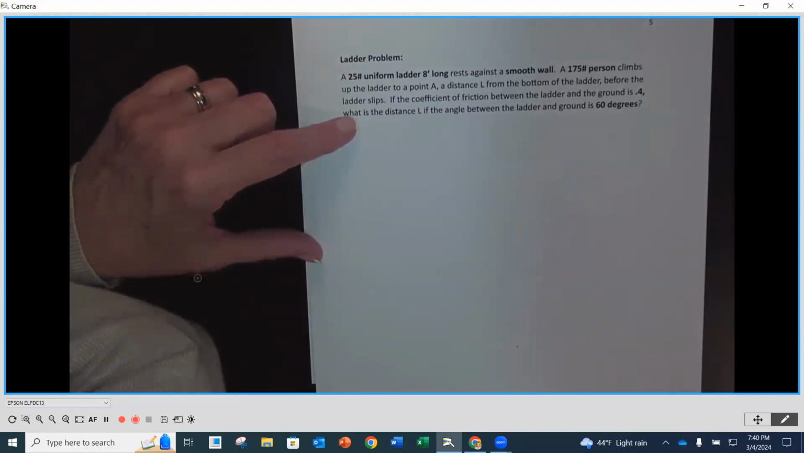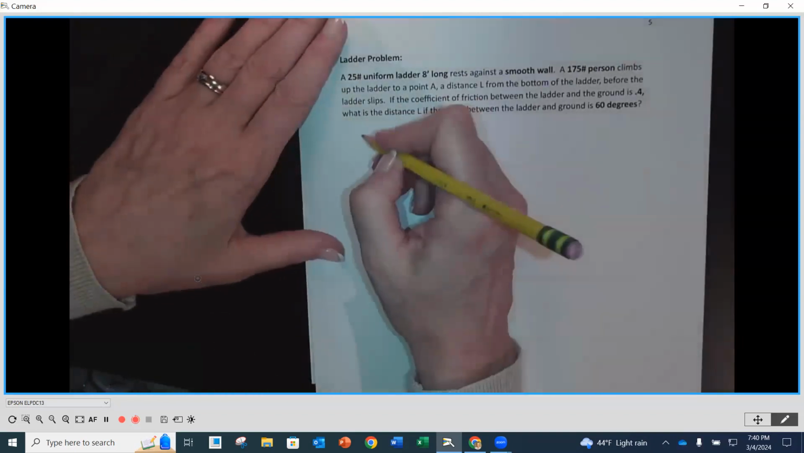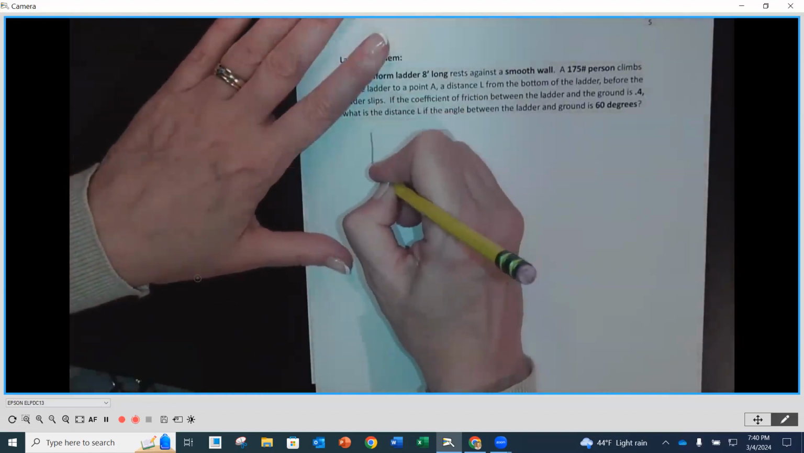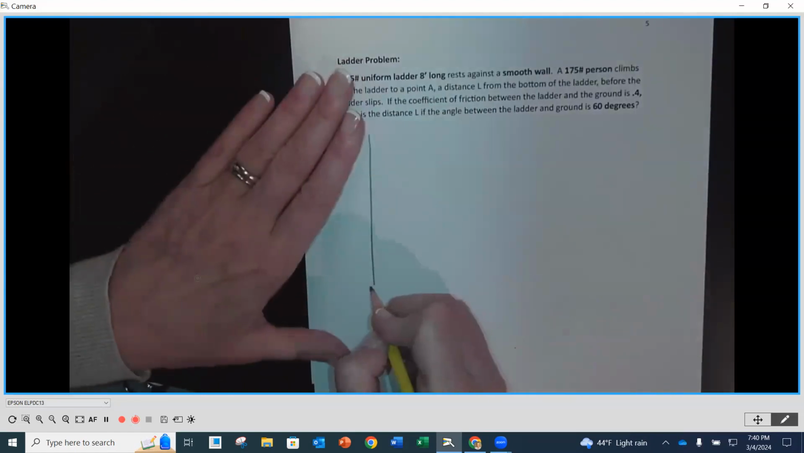If the coefficient of friction between the ladder and the ground is 0.4, what is the distance L that the man can go up the ladder if the angle between the ladder and the ground is 60 degrees? So let's kind of draw this out. It's got a lot of description here. There's enough information, but let's make sure we all understand what it's asking us for.